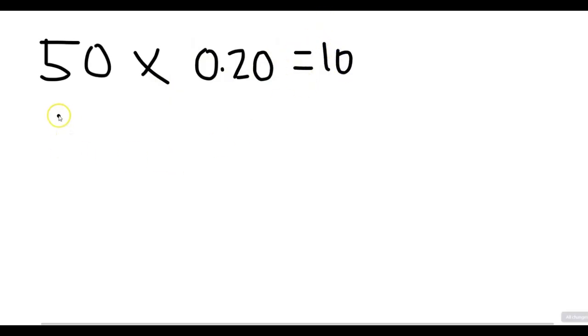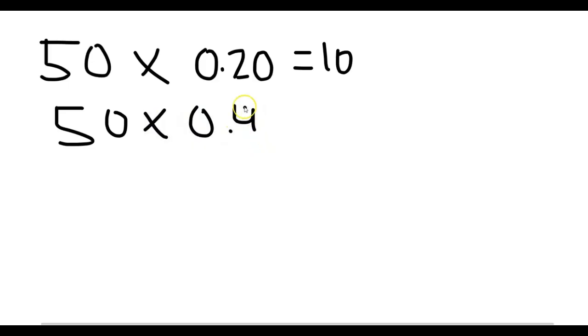Say you wanted to know what 40% of 50 is, you would do the exact same thing, 50 times 0.4. So the only number that changes are these two. If you wanted to know what 45% of 50 is, you would put 45 here. Or 98% of 50, you would put 98 right here.